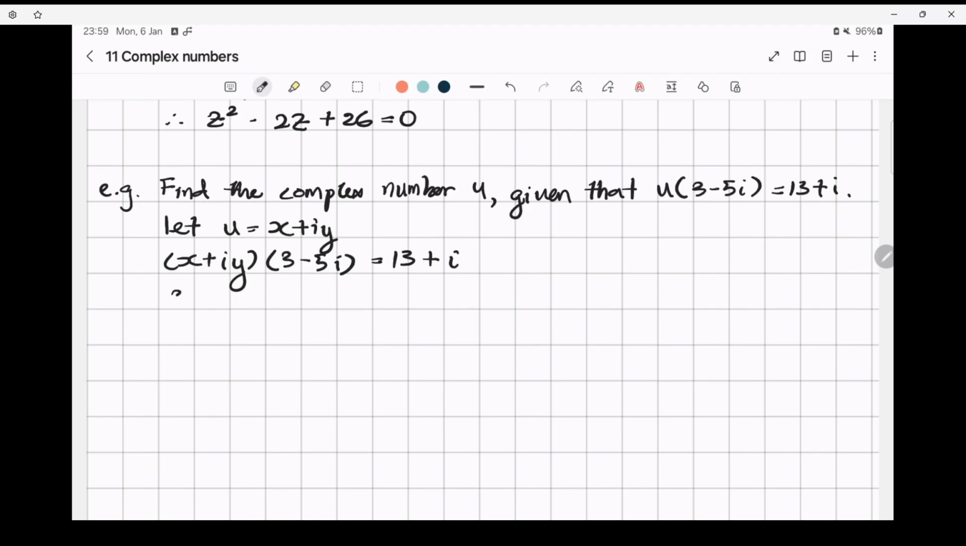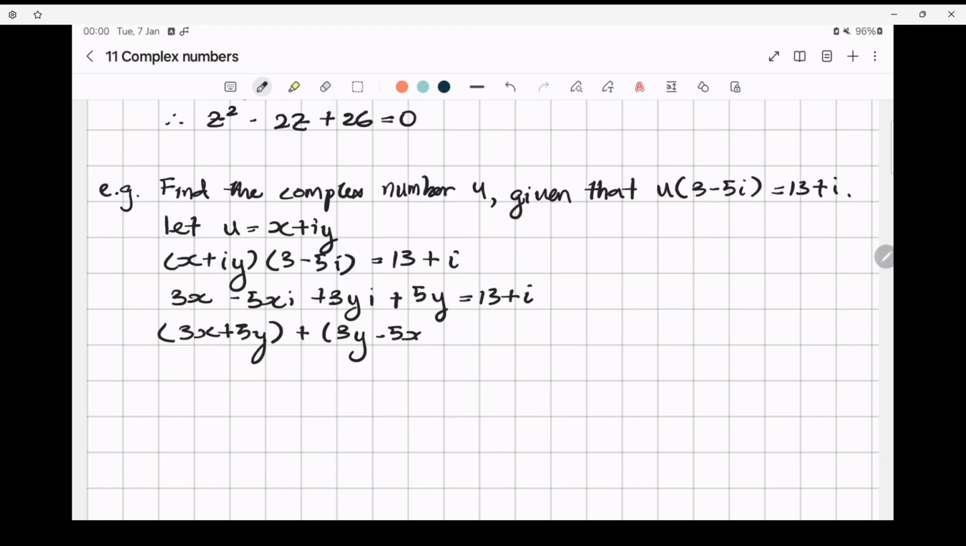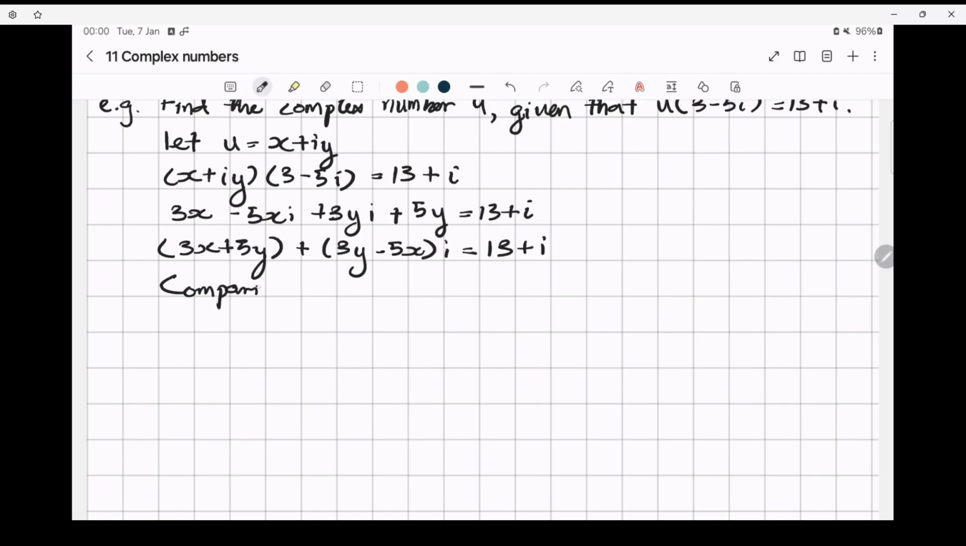You multiply them together, you get 3x minus 5xi plus 3yi plus 5y equals 13 plus i. So you group the real part together and the imaginary part together. You have 3x plus 5y, this is the real part. The imaginary part is 3y minus 5x, times i. This equals 13 plus i. So now you compare the real parts and the imaginary parts.